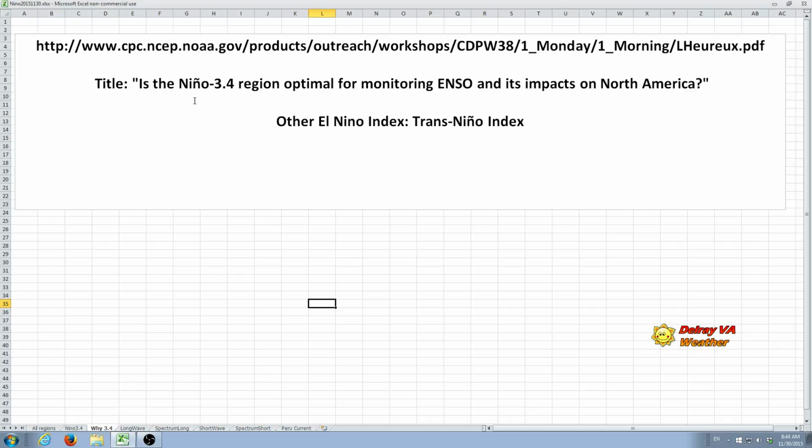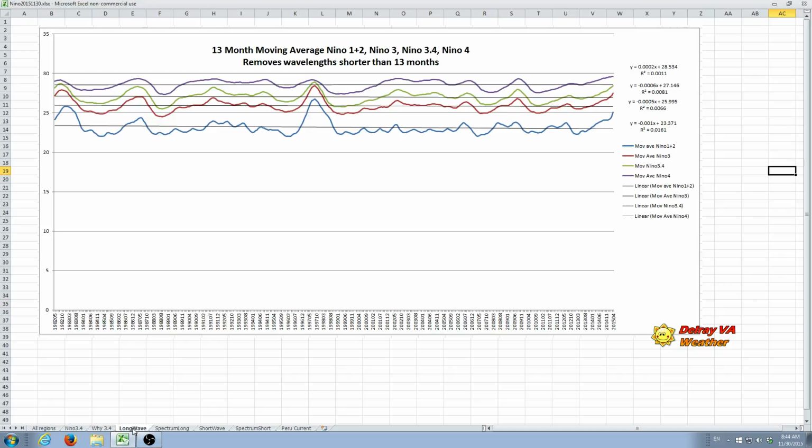The Nino 3.4 index is not the only index. There's another one called the Trans Nino index, which factors in more than just one region on the equatorial Pacific. Okay, let's get to some of my research.